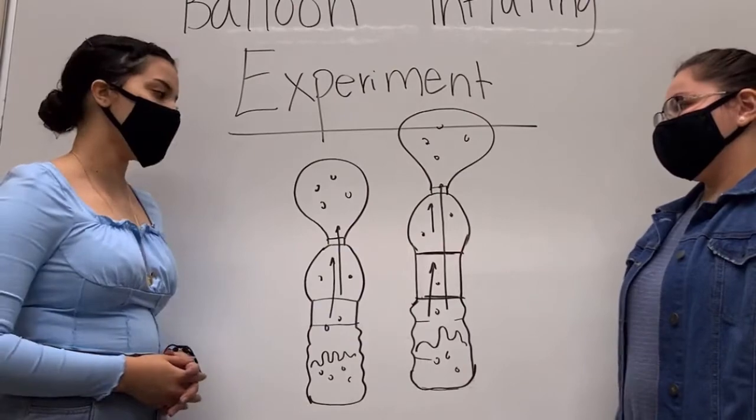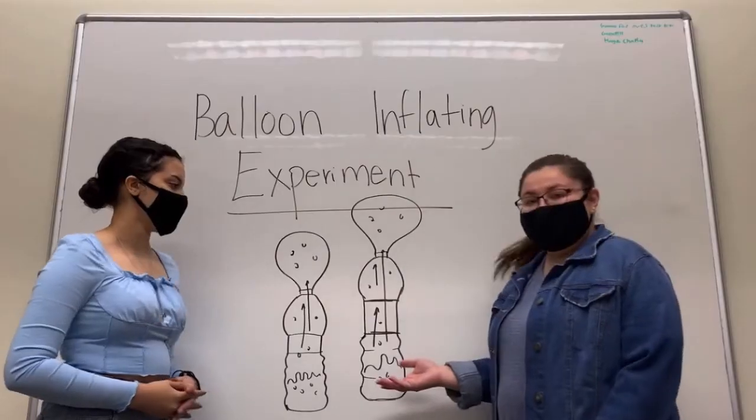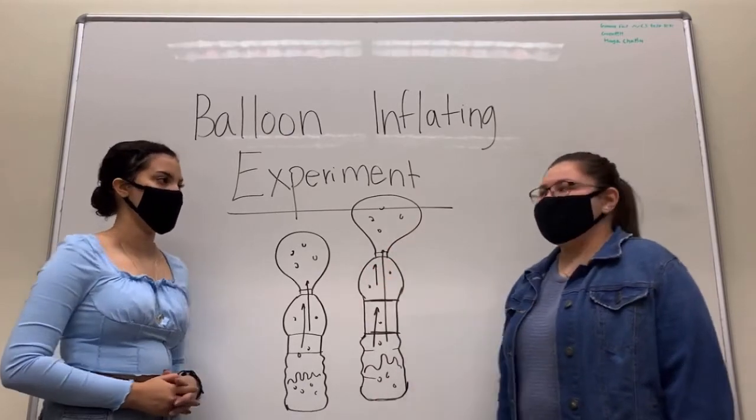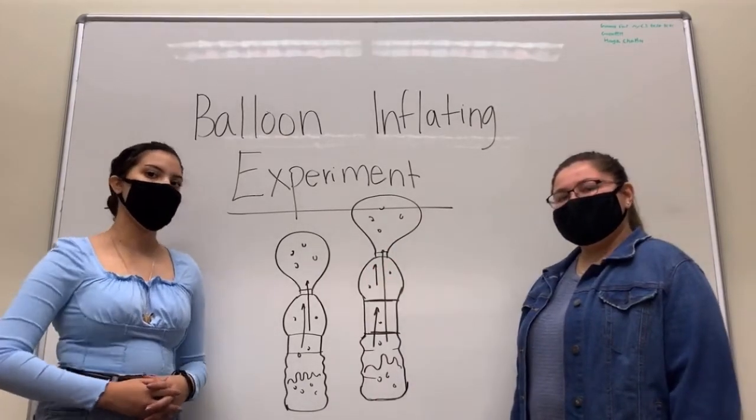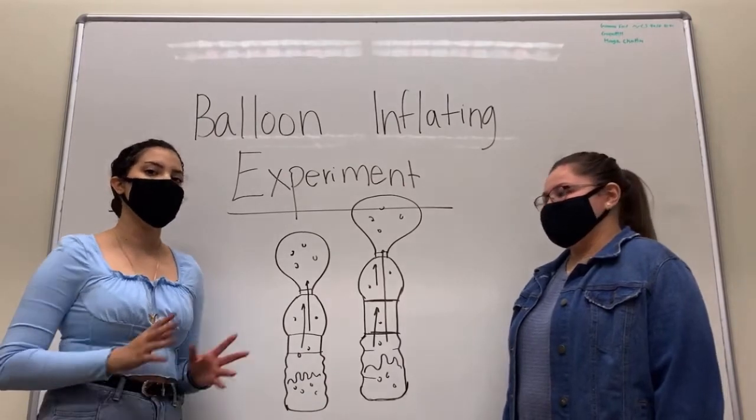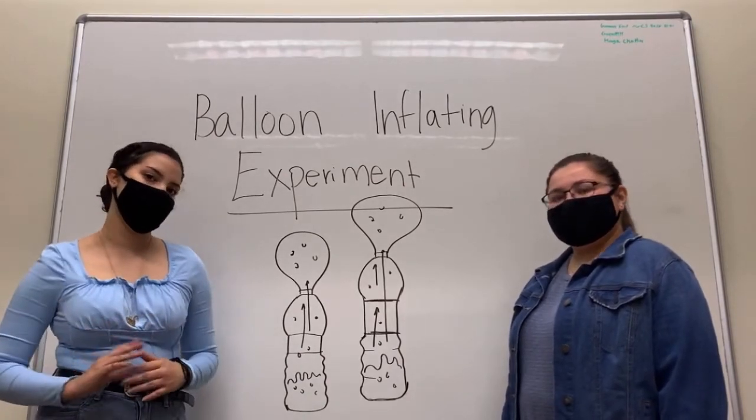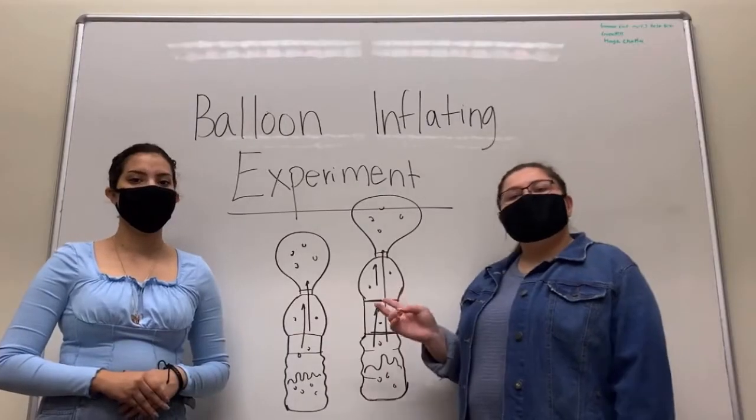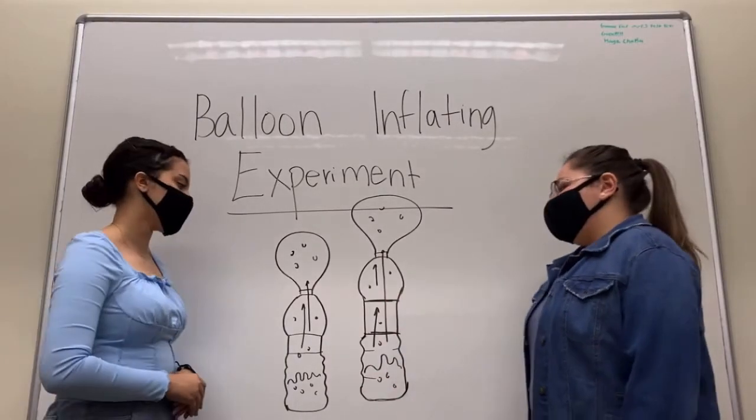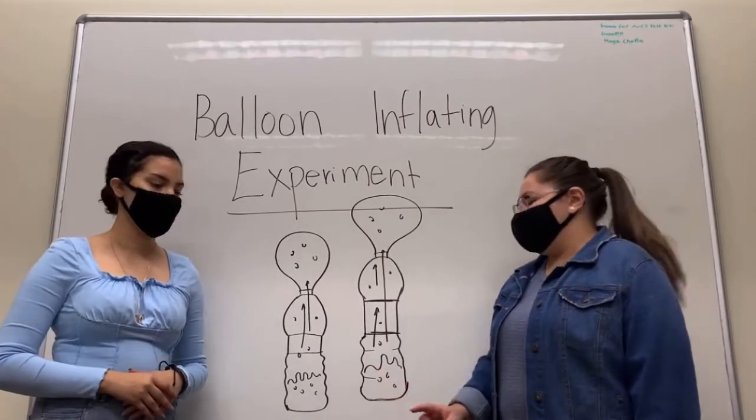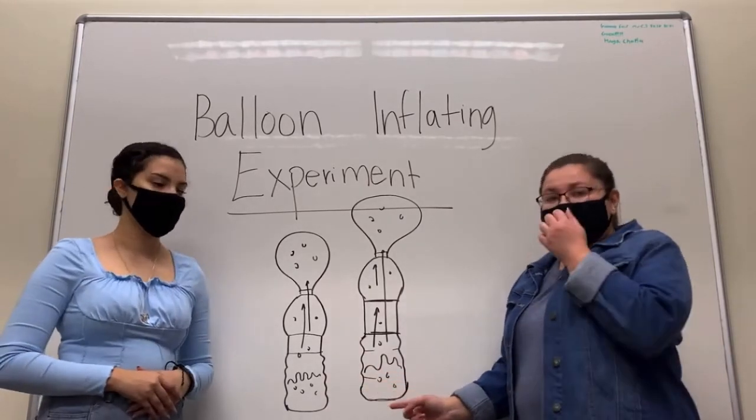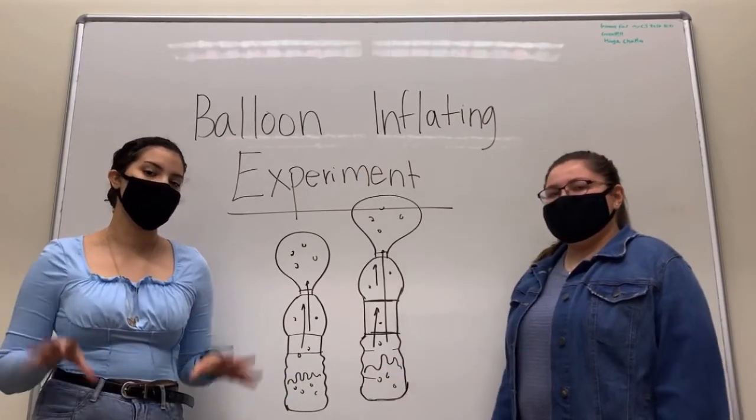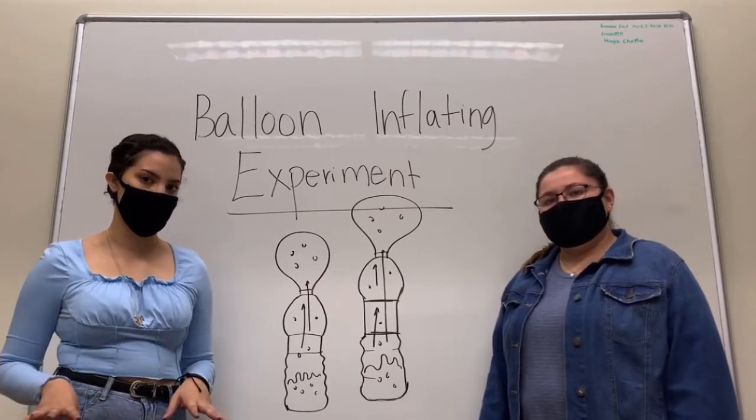Now, what was our dependent variable? The dependent variable was the speed at which the balloons inflate. And why is that? Because a dependent variable is the variable that is affected by the independent variable. So now, what are control variables? So we have two control variables. We are going to be using the same amount of baking soda and vinegar in both water bottles. These are the variables that stay the same throughout the entire experiment.